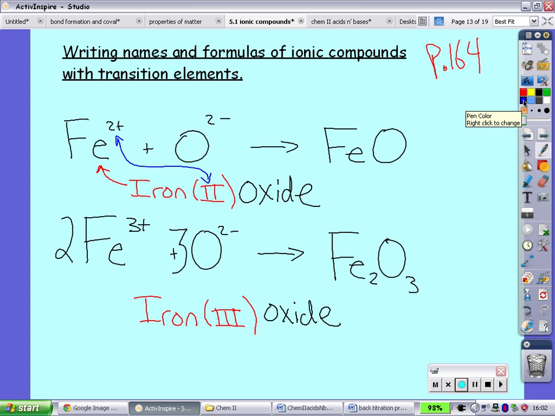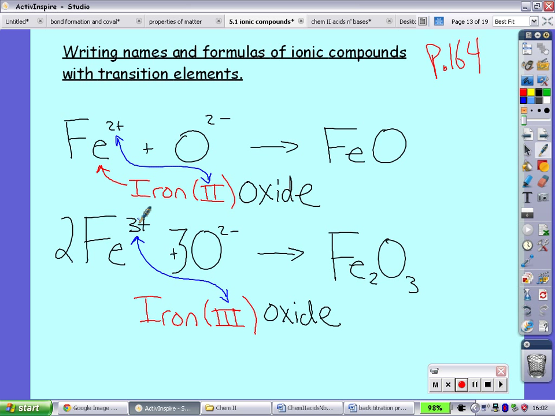Once again, try and remember, it's not the number of irons that you have, it's the charge of the cation. So you can see, even though this one's called iron 3, there's 2 irons in the final compound. And this one's called iron 2, there's only 1 iron in the final compound. This number here is the same as the charge of the cation. So I'd like you to practice this for just a minute.